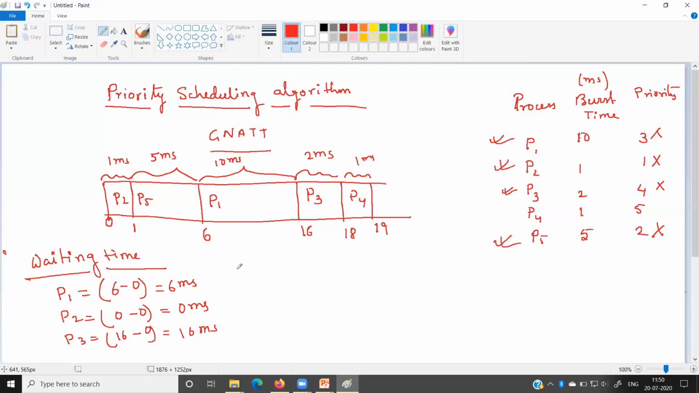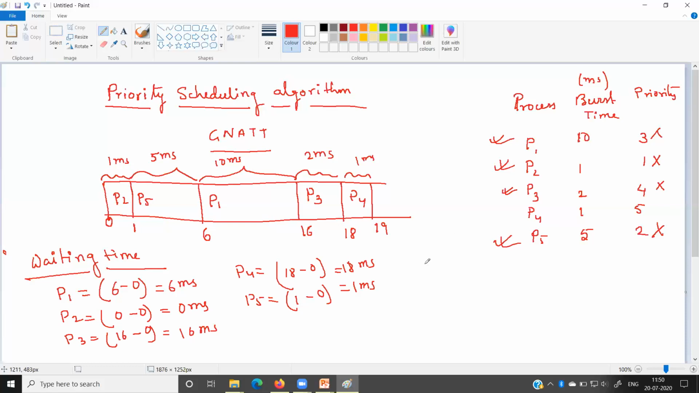Next is the waiting time for P4. P4 started at 18 and arrived at 0, so it is 18 milliseconds. And the last one is P5. It started at 1, arrived at 0, so 1 millisecond. Those are the waiting times for the different processes.